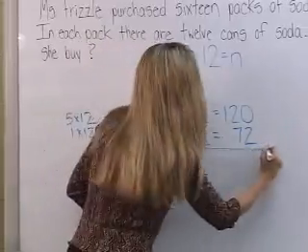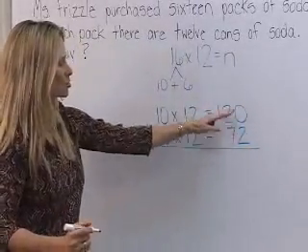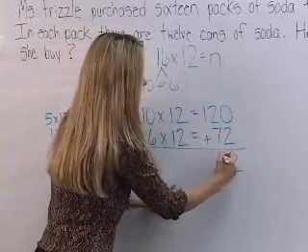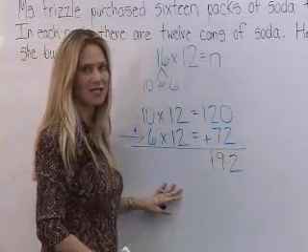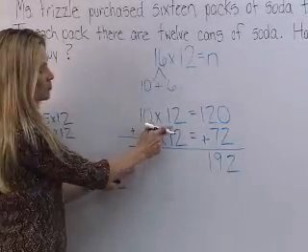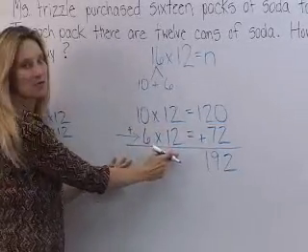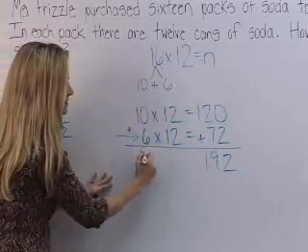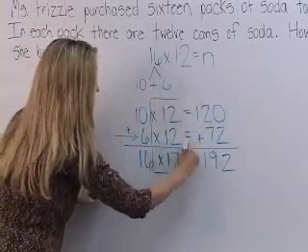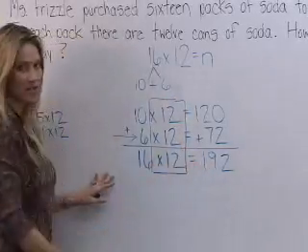Once you have determined what your partial products are, you simply add them together, getting the final product of 192. And looking back to make sense of the cluster problem, we found 10 groups of 12 and then 6 groups of 12 for a total of 16 groups of 12, which equals 192.